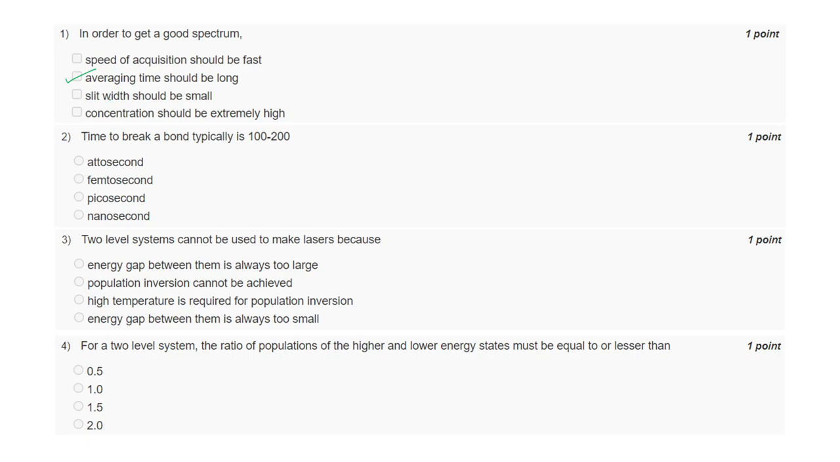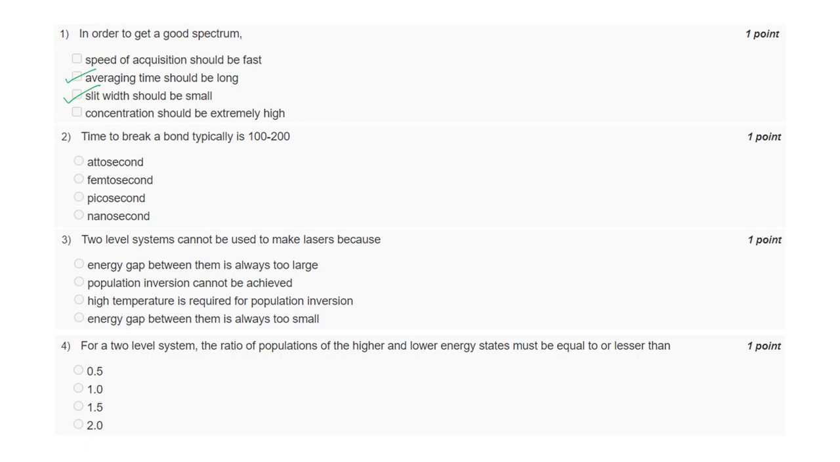What about the slit width also should be small, right? It is a correct option, because effective slit width should be small, else my resolution will be bad. Anyway, then what about the fourth option? Concentration should be extremely high. No, that is not a good point.